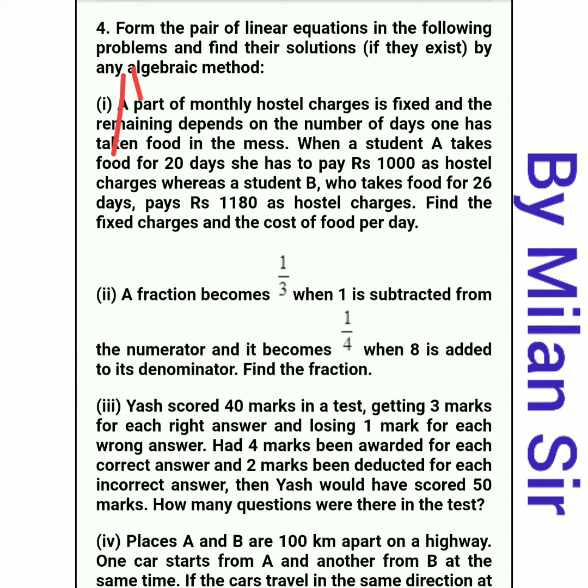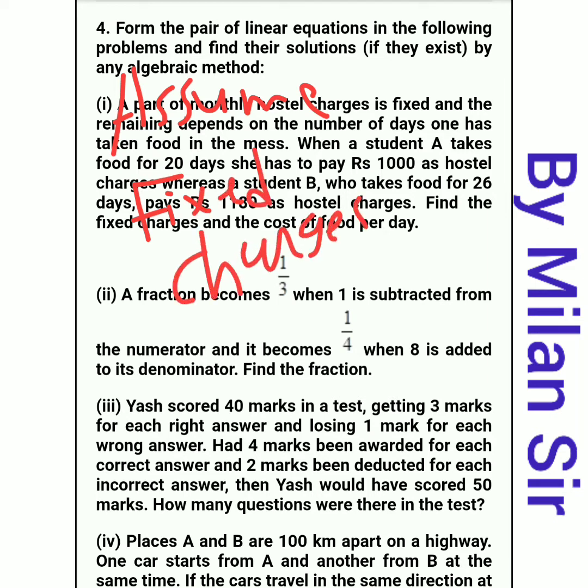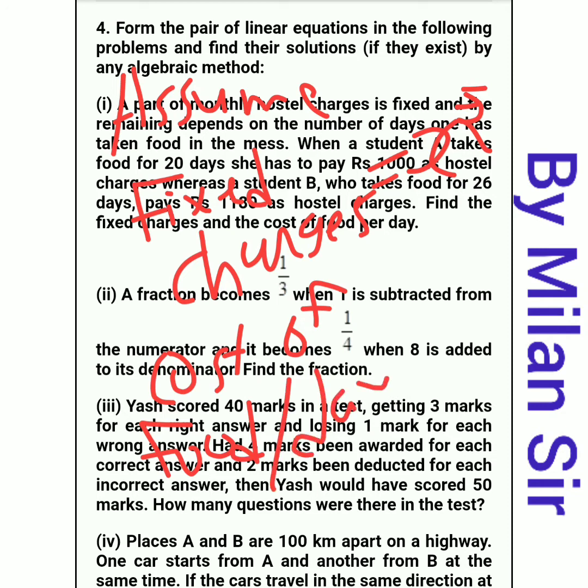So assume our two variables. Fixed charges is equal to x rupees, and cost of food per day is equal to y rupees. Fixed charges is x rupees, cost of food per day is y rupees.